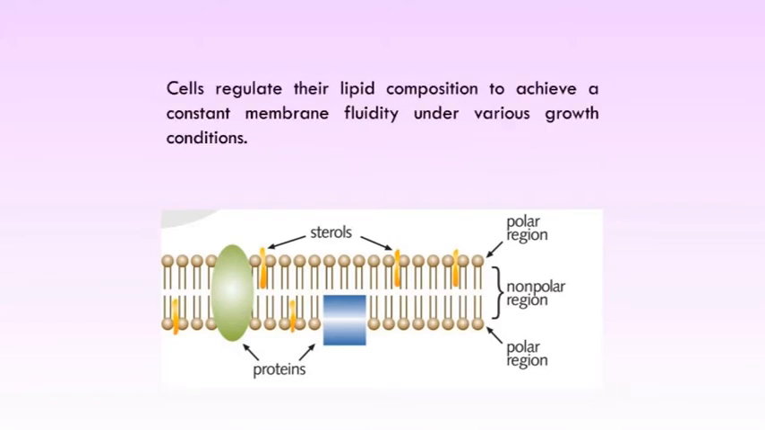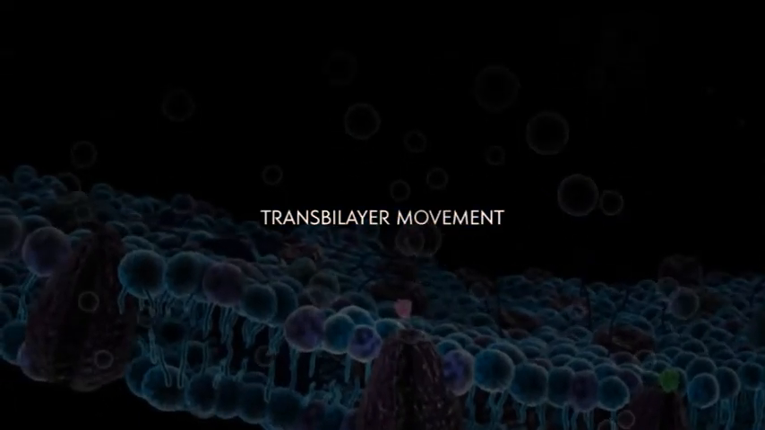Cells regulate their lipid composition to achieve a constant membrane fluidity under various growth conditions. For example, bacteria synthesize more unsaturated fatty acids and fewer saturated ones when cultured at low temperatures than when cultured at high temperatures. As a result of this adjustment in lipid composition, membranes of bacteria cultured at high or low temperatures have about the same degree of fluidity.